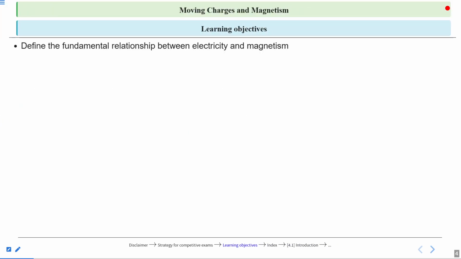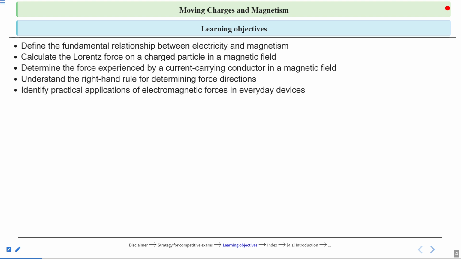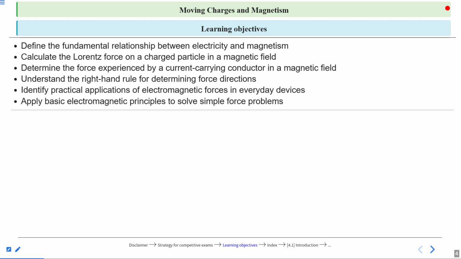So what are the learning objectives from this topic? Define the fundamental relationship between electricity and magnetism, to calculate the Lorentz force on a charged particle in a magnetic field, to determine the force experienced by a current carrying conductor in a magnetic field, to understand the right hand rule for determining force directions, to identify practical applications of electromagnetic forces in everyday devices, and apply basic electromagnetic principles to solve simple force problems.